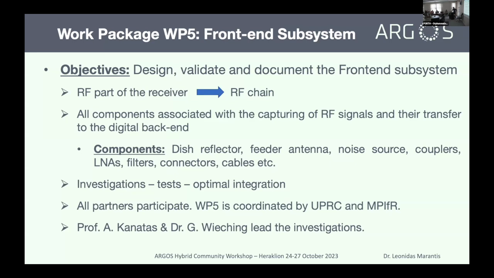And this work package is based on investigation and tests, and on the optimal integration of this system. And all partners of the Argos project participate. We at the University of Argos, together with the Max Planck Institute, are the coordinators, and the investigation is led by Professor Leonidas and Gundolf Winting.